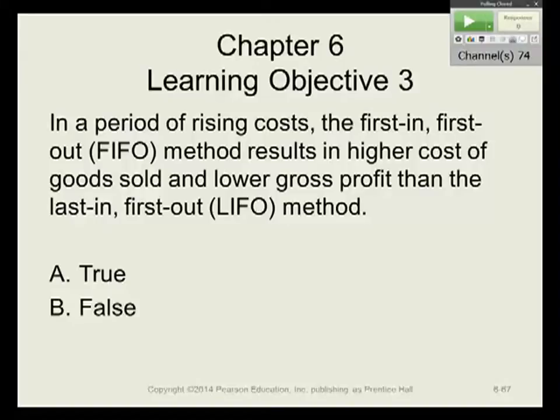In this illustration, if you look up on the screen, and if you didn't print this out, this is on Blackboard. It's in the course documents, within the course modules, the class notes. So I have a company that is starting the year with 100 units at $1. It buys another 100 at $2. And then on June 30th, it sells 160 units.